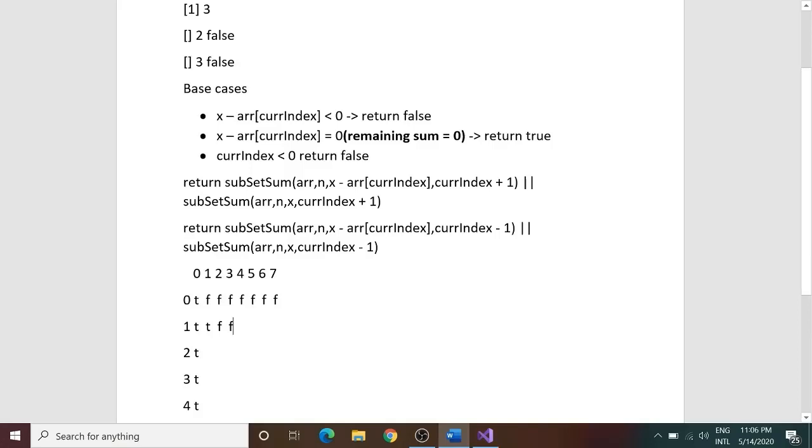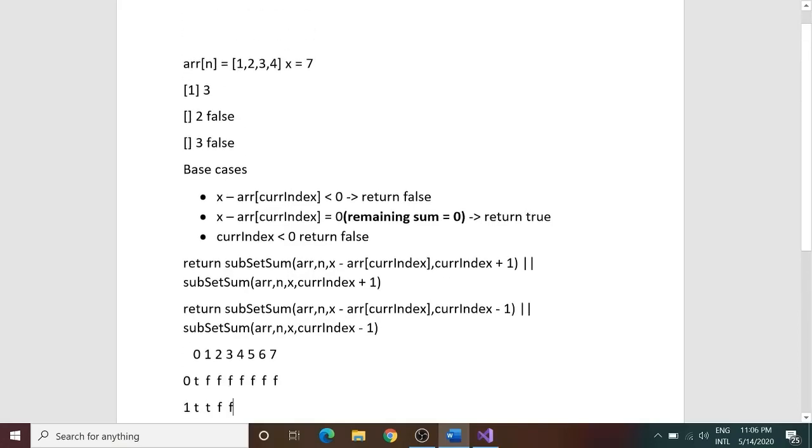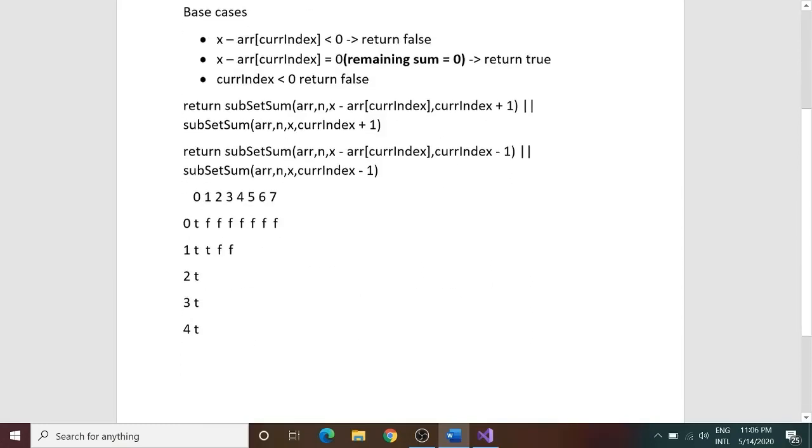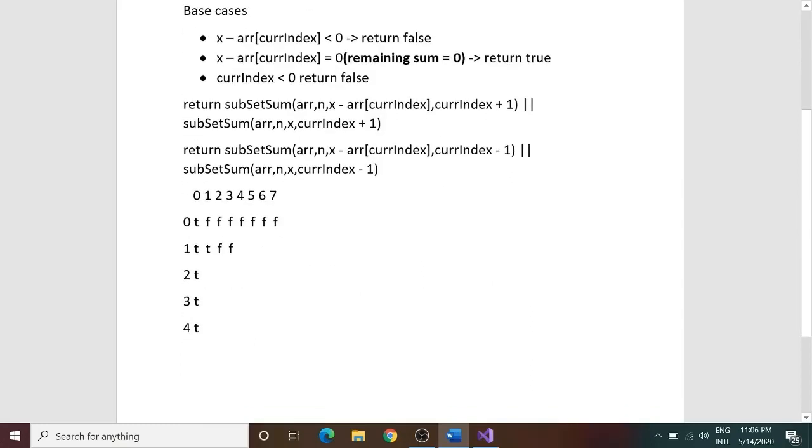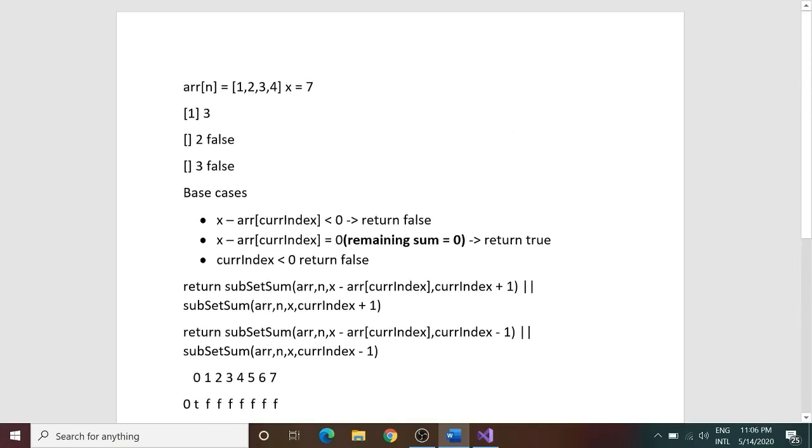But where will I get my intended problem? What was my intended problem? That given all these 4 elements, I need to make a sum of 7. So where will I get it? I will get it over here. This node represents that I have all my elements and I need to make a sum of 7. So what would I be left with?